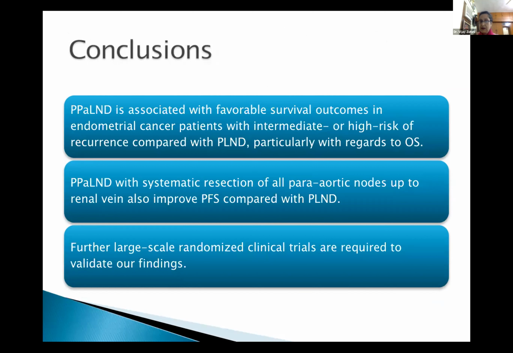Now, another meta-analysis done in 2018 says that paraortic and pelvic lymph node dissection is associated with favorable survival outcomes in endometrial cancer patients with intermediate or high risk. But this intermediate or high risk is also part of the early stage endometrial cancer. So further large-scale randomized clinical trials are required to validate the findings, because they are saying that paraortic dissection also has to be done.